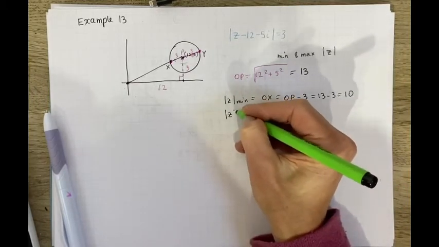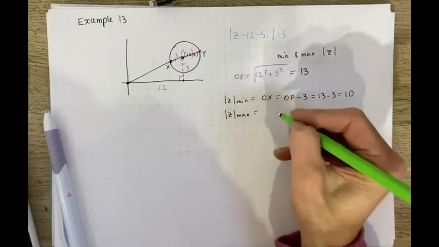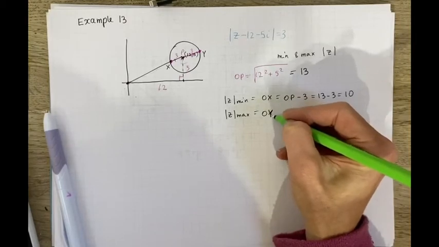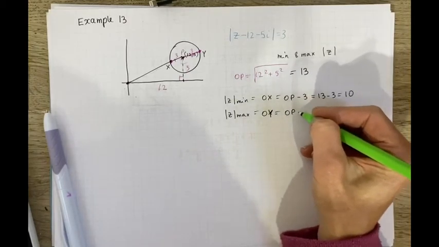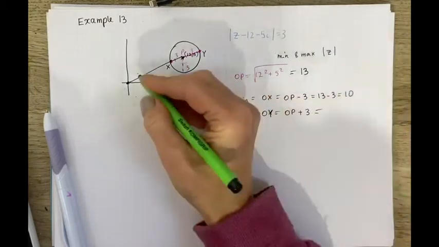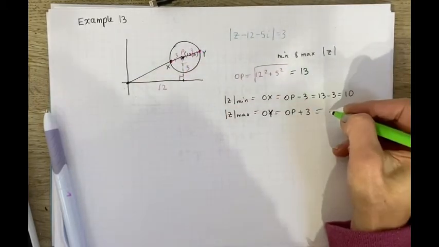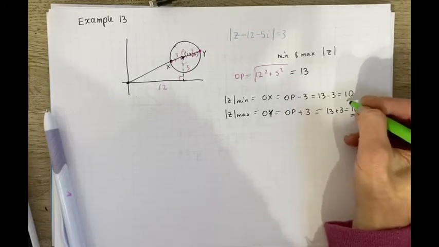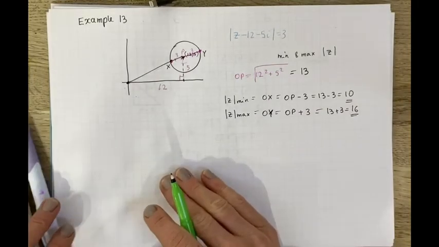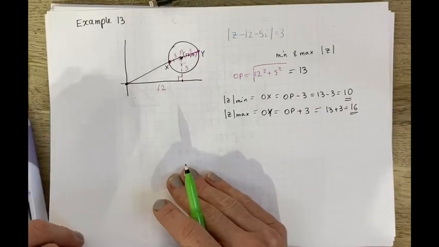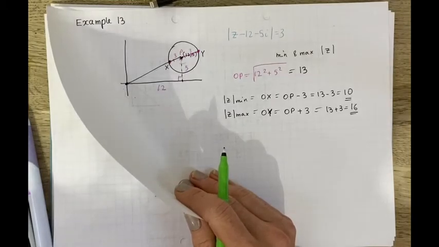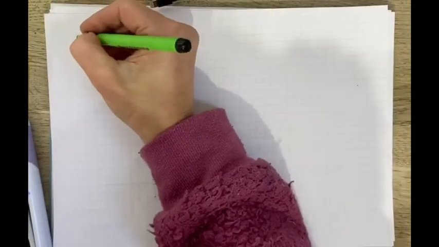And the modulus at its maximum is going to be OY, which is your distance to the center plus radius. So we need to go to P and then another 3 units. So that's going to be 13 add 3, which is 16. Perfect. Okay, final example, example 14. I think it's the final one. No, there's 2 more. Okay, so example 14.